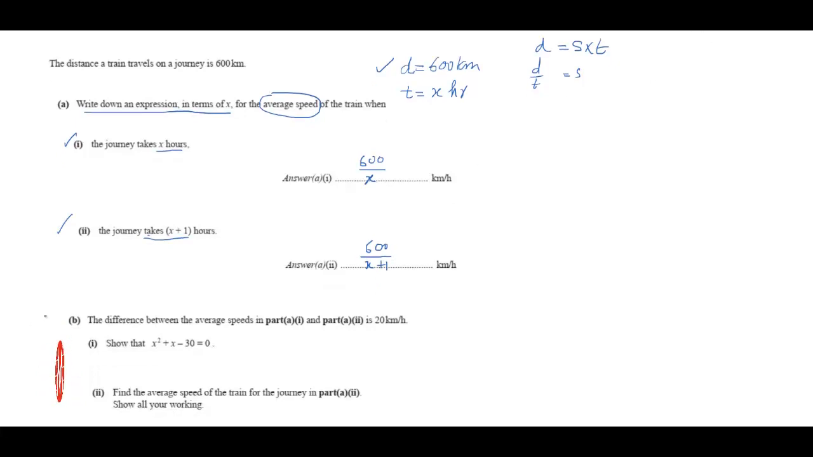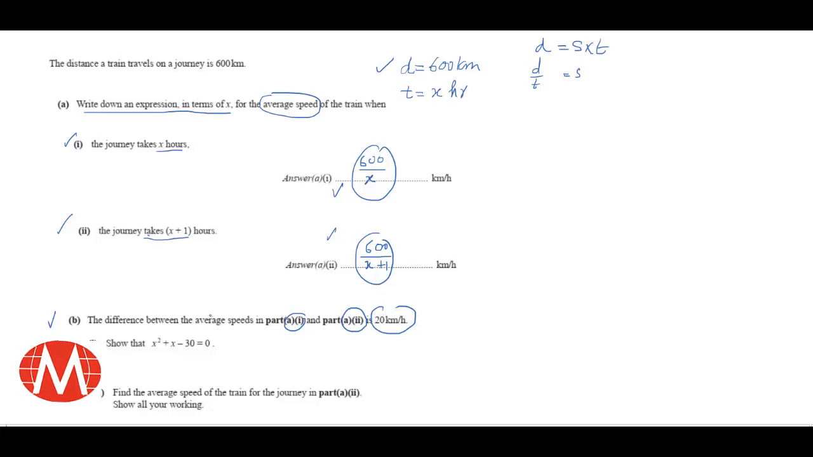In the next part, B, the difference between the speed in part A1, that is this one, and A2, that is this one, is 20 km per hour. Okay, so this is the statement given in the question, and you have to be very careful to read the statement very carefully. So the difference between these two is 20 km per hour.